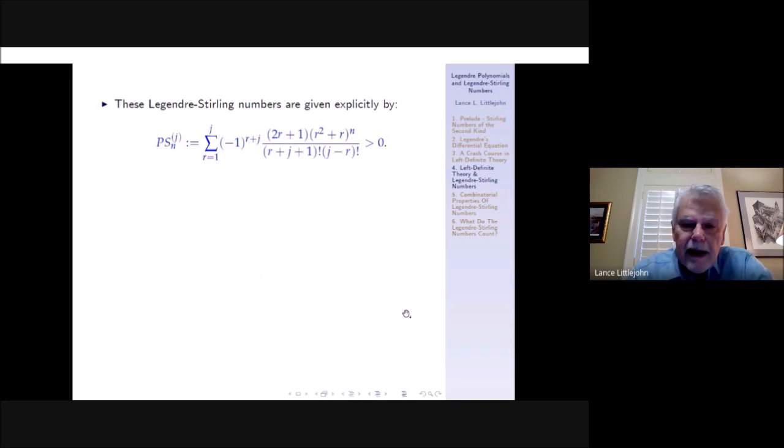And again, this took me 3 years to find. But there's now an explicit formula for those numbers, and they're all positive.